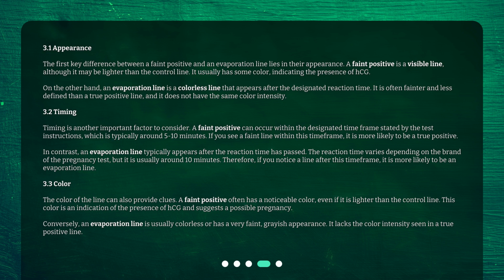3.3 Color. The color of the line can also provide clues. A faint positive often has a noticeable color, even if it is lighter than the control line. This color is an indication of the presence of HCG and suggests a possible pregnancy. Conversely, an evaporation line is usually colorless or has a very faint, grayish appearance. It lacks the color intensity seen in a true positive line.